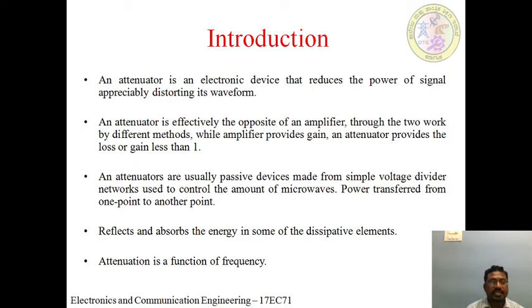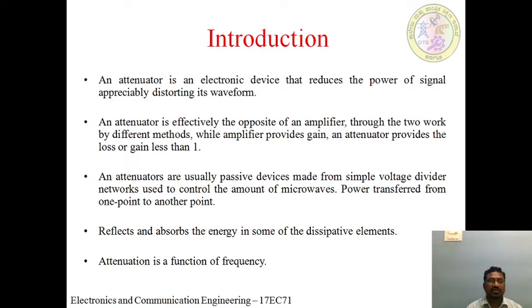An attenuator is an electronic device that reduces the power of a signal appreciably without distorting its waveform. An attenuator is effectively the opposite of an amplifier, though the two work by different methods. While an amplifier provides gain, an attenuator provides loss, or a gain less than 1.